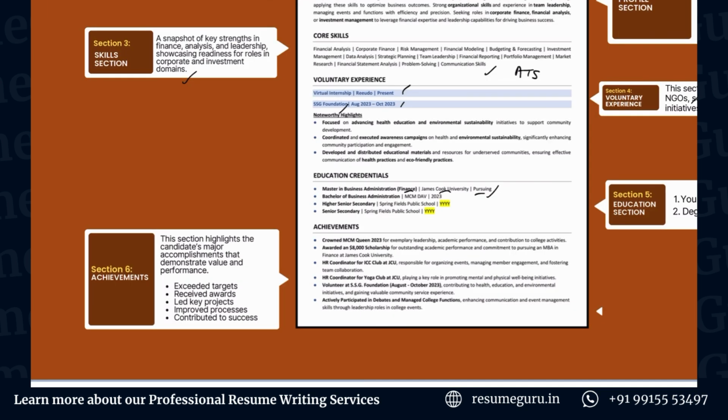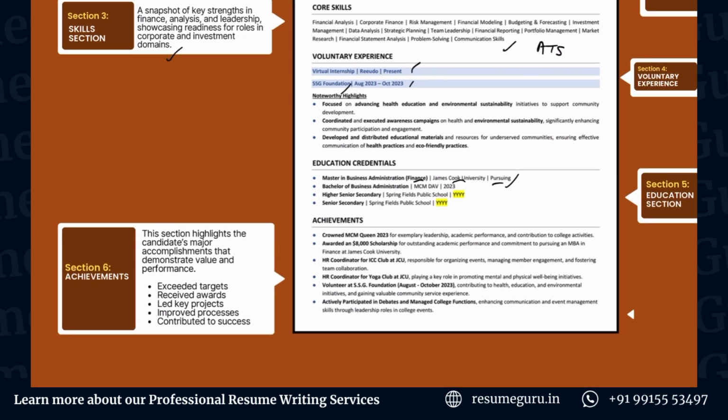Last but not the least is the achievement section. Now, the achievement section is again an optional section. If you have such achievements that you can mention, you definitely should. The achievements can be of types such as exceeded targets, received awards, led key projects, improved processes, or contributed to success. In this particular client's case: crowned MCM Queen 2023 for exemplary leadership, awarded an $8,000 scholarship, HR coordinator at this particular club, or volunteer at this organization, or something like that. These are the achievements the client has had, and mentioning them specifically like this makes sure that the recruiter pays attention to it.